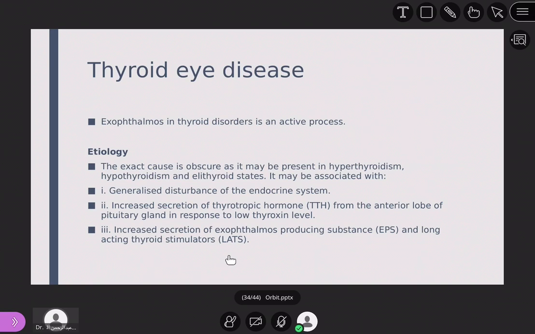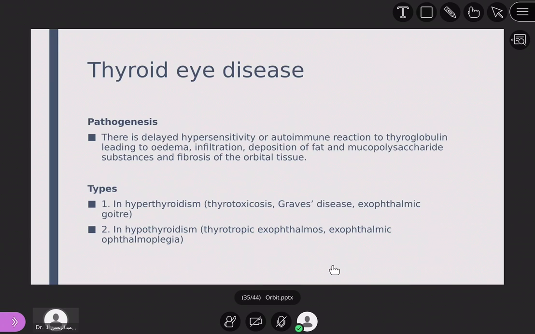Increased secretion of exophthalmos producing substance and long-acting thyroid stimulators. Pathogenesis: there is a delayed hypersensitivity or autoimmune reaction to thyroglobulin leading to edema, infiltration, deposition of fat and mucopolysaccharide substances, and fibrosis of the orbital tissue.